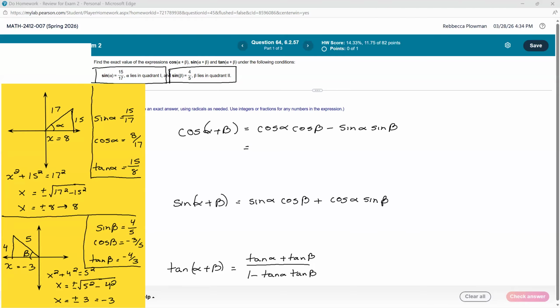So fortunately, we just found all this out. So cosine alpha, we found right here. That is going to be 8 over 17. Cosine beta, we found right here. It is going to be negative 3 over 5 minus sine alpha, which was given to us. So that was the 15 over 17. And then sine beta, which was also given to us right here. That was the 4 over 5. So you should not have function values left over.